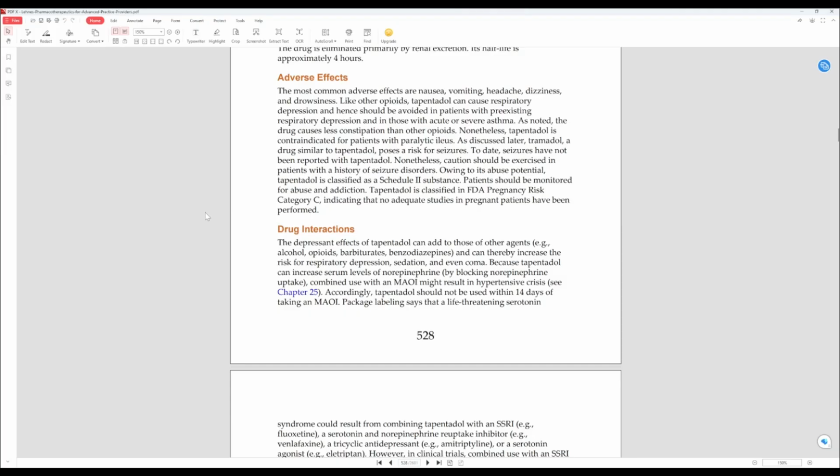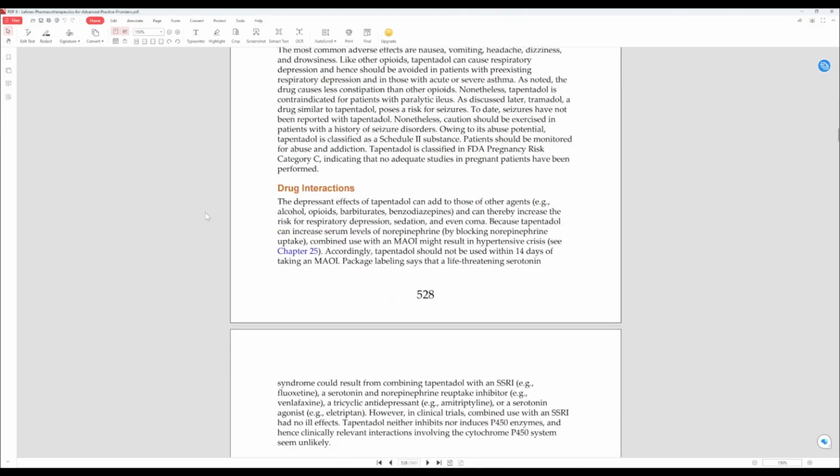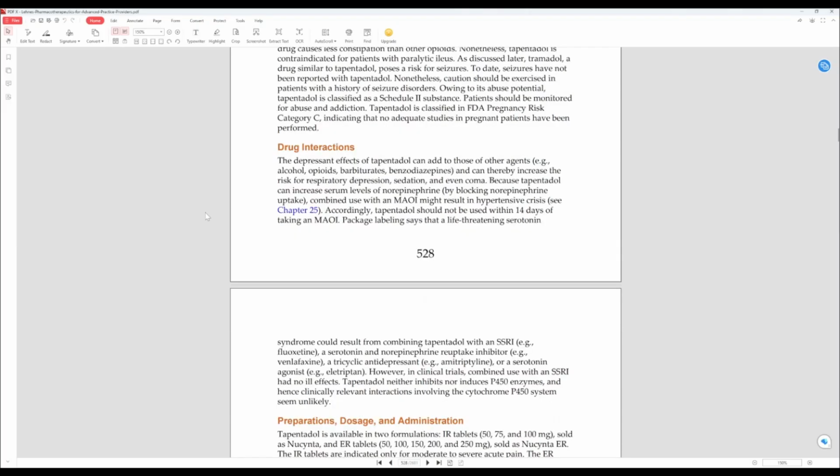As discussed later, tramadol, a drug similar to tapentadol, poses a risk for seizures. To date, seizures have not been reported with tapentadol. Nonetheless, caution should be exercised in patients who have a history of seizure disorder. Owing to its potential drug abuse, it is classified Schedule II. Patients should be monitored for abuse and addiction, and tapentadol is classified in the FDA pregnancy risk as a Category C, indicating that no adequate studies in pregnant patients have been performed.